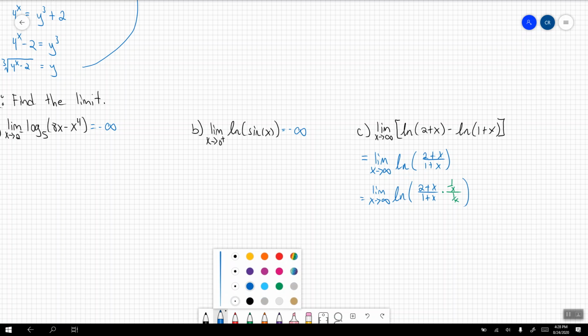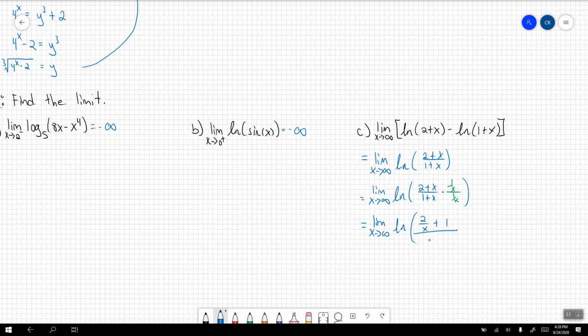In doing so, we now get the limit as x goes towards infinity for the natural log of 2 divided by x plus 1, divided by 1 over x plus 1. Now, as we see this here, the very first term, 2 divided by x, will now go to 0. The second term, 1 over x, will now go to 0 as x gets very large, which means we're really only left with the natural log of 1 divided by 1, which is 1, and naturally this becomes 0.